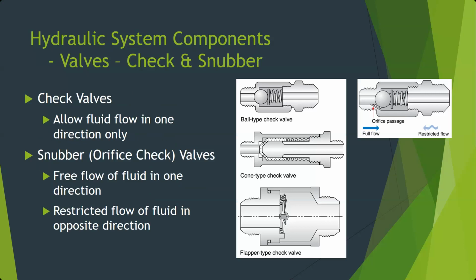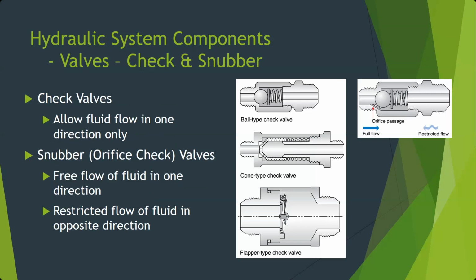We also have things called snubber valves, and these are different than the wheel snubbers. But at the end of the day, a snubber is something that slows things down. Some of you have looked at the gear on the 727 where there are snubbers for the nose wheels to slow them down when the gear retracts. In this case, snubbers are going to slow down or restrict the flow of fluid in one direction. So a snubber or orifice check valve allows free flow of fluid in one direction while it restricts it in the other.